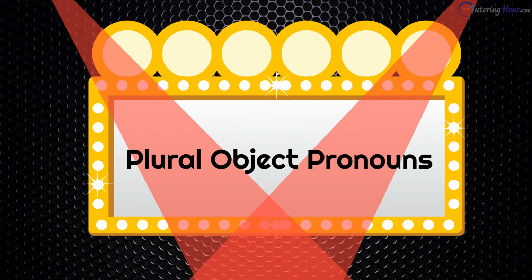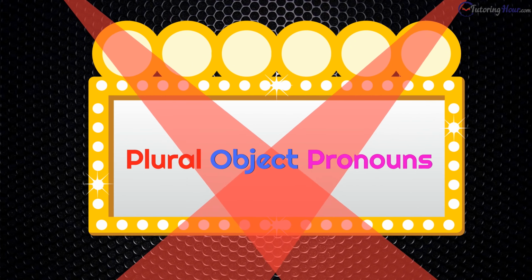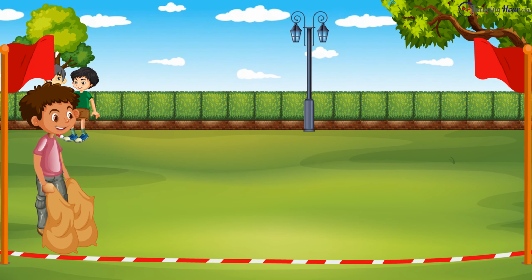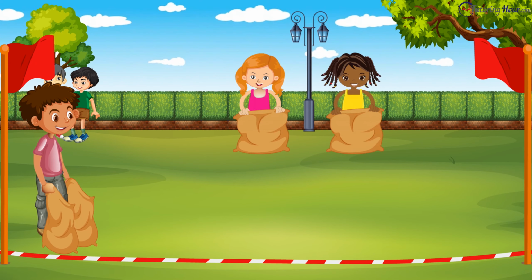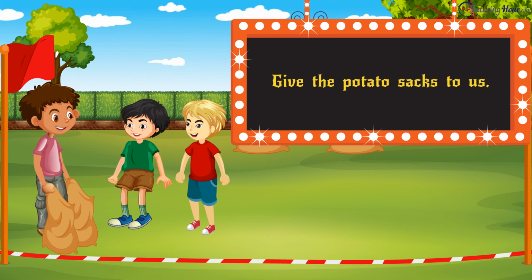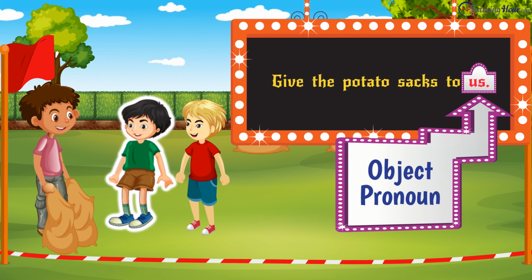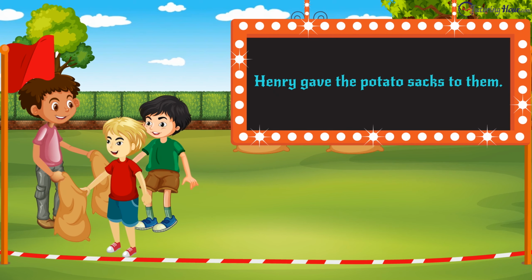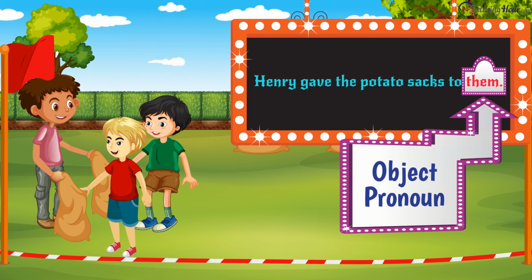Let's move on to the plural object pronouns with the last event for the day. Chloe and Percy are ready with the potato sacks. Paul and I will join the race too. Give the potato sacks to us, said Liam. We have another object pronoun, us. Henry gave the potato sacks to them. We spotted another object pronoun, them.